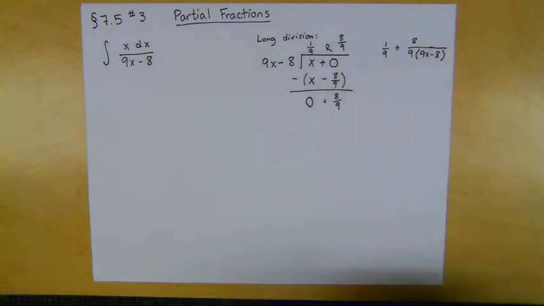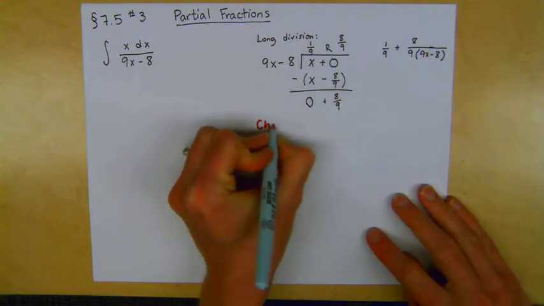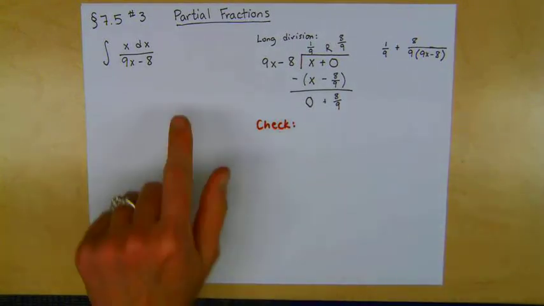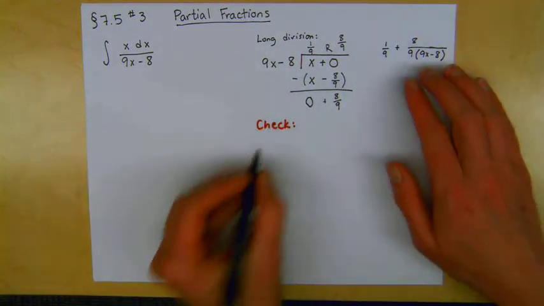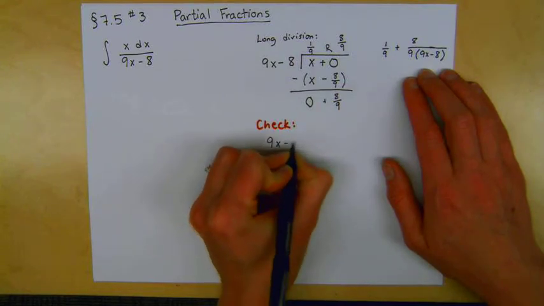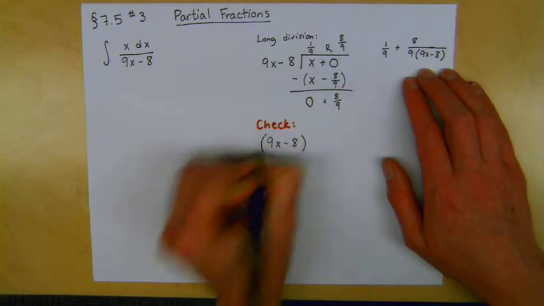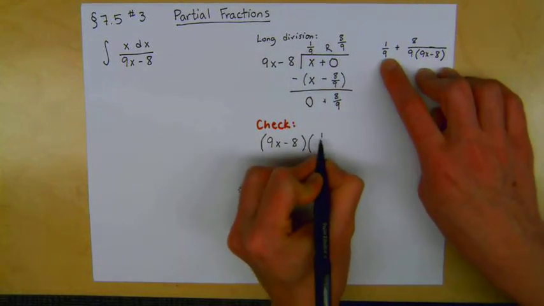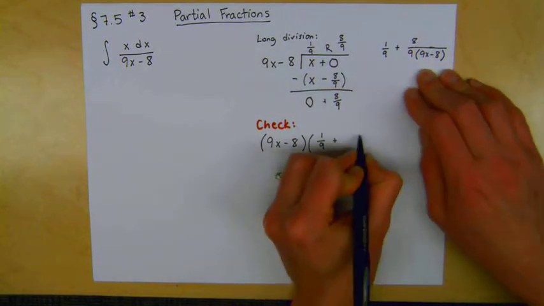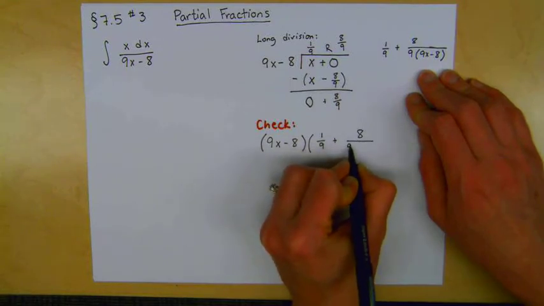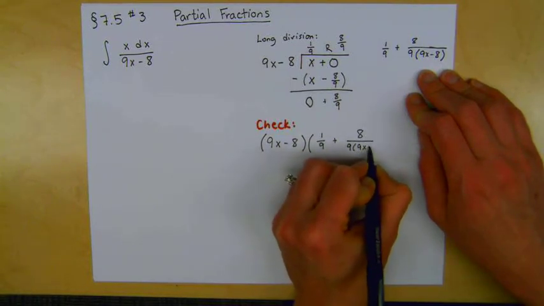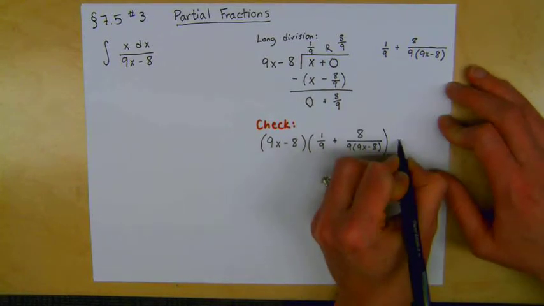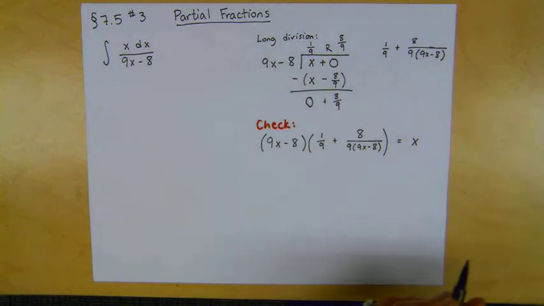So something I'm going to do in this video that you don't necessarily have to do, but it's nice to go back and check this. What are we saying here? We are saying this long division yields that 9x minus 8 times what equals x, and we just found that it's times 1/9 plus 8 divided by 9 times 9x minus 8. And we're claiming that this is equal to x, right?